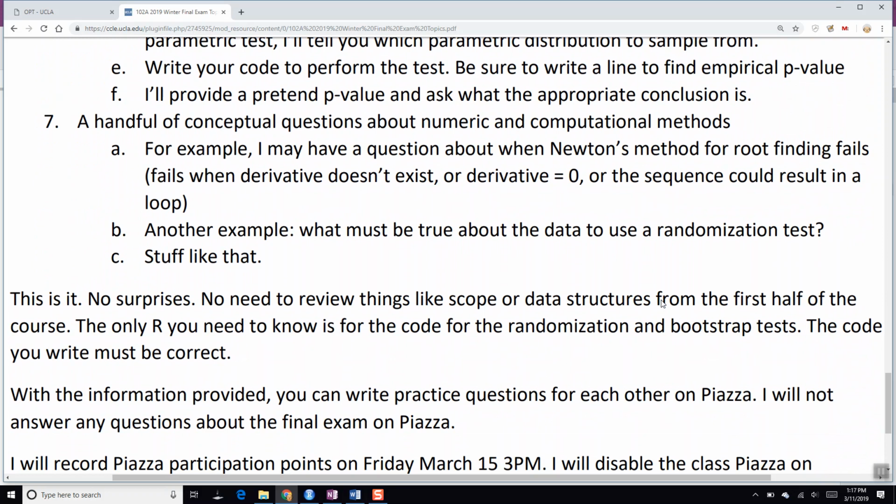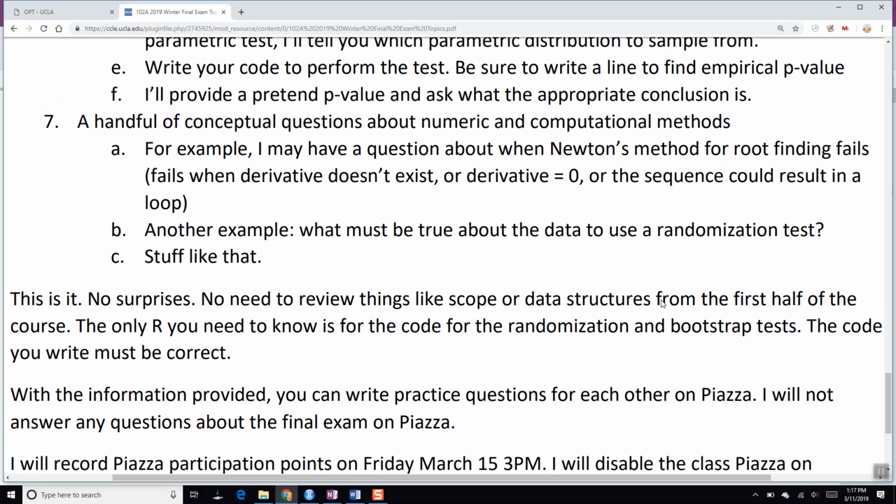Okay, and that's it. All right, no surprises. What you see listed here is exactly what you will see on the final exam. Just an actual problem, not just a description of the problem. And so there's no need to review things like scope or data structures from the first half of the course.